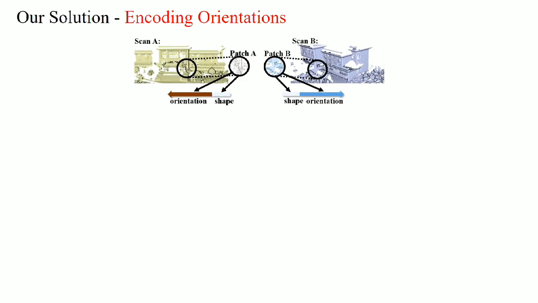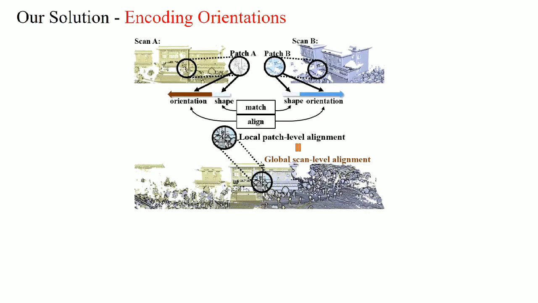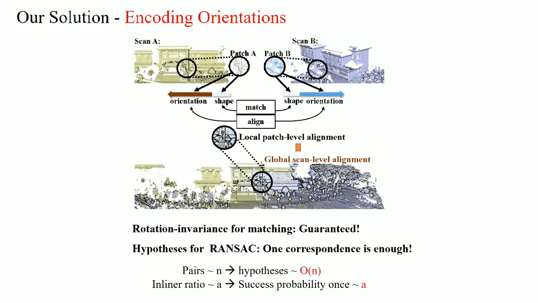Thus, we propose to decode the shape information of the descriptors for feature matching, which is free of local reference frame and guaranteed. Also, we further utilize the orientation information to align the paired local patches, which is exactly the same as the global transformation. Thus, we can obtain rotation-invariant features with theoretical guarantees, and we can generate a transformation utilizing only one correspondence. It means given 100 matched correspondences, with 10% of them correct, the searching space of RANSAC will only be 100, and nearly 10% of them will be correct.